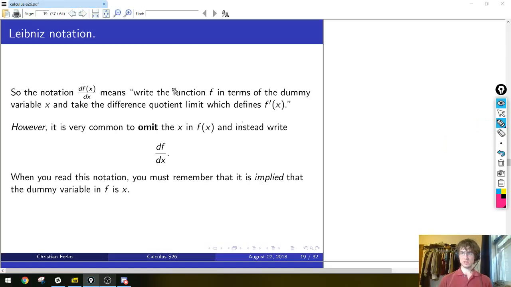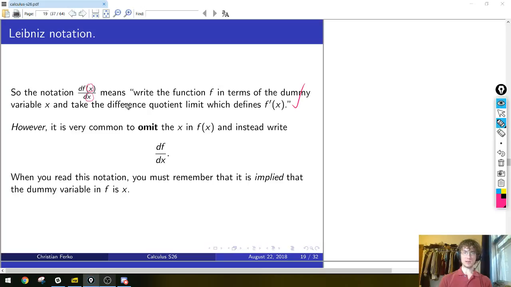Just to emphasize again the notation, since the dummy variable of the function, which we've seen in several examples now, is very important, one should emphasize that Leibniz notation is a bit ambiguous, right? So the notation df of x dx is totally unambiguous because we've specified that the dummy of f is x, and that we are differencing and taking a limit with respect to x. So this is totally unambiguous, and it's the same as writing f prime of x.